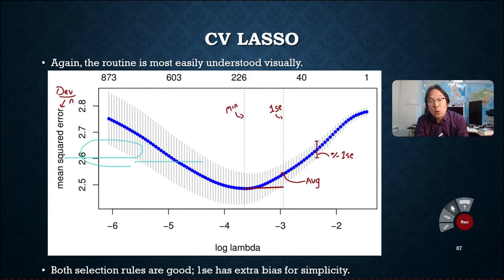CV lasso. Log lambda is on your horizontal axis. Again, the routine is most easily understood visually. What you see on your vertical axis is not beta, but mean squared error. So this is different from that beta path, the lasso path. As you start with a big lambda, the mean squared error, or deviance, must be big. Big deviance, you don't want it.